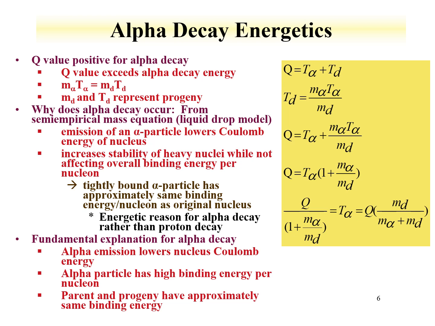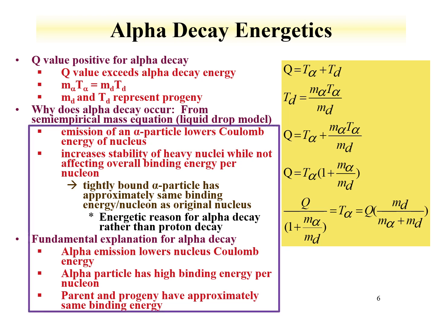From the semi-empirical mass equation, we know that emission of an alpha particle lowers the Coulomb energy of a nucleus. This increases the stability of heavy nuclei while not affecting the overall binding energy per nucleon. From the binding energy curve, the alpha particle is tightly bound and has a very high binding energy per nucleon, similar to the nuclei in the region of alpha decay. So this is the energetic reason for alpha decay rather than proton decay.